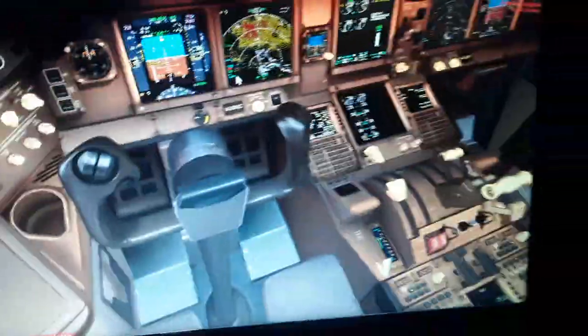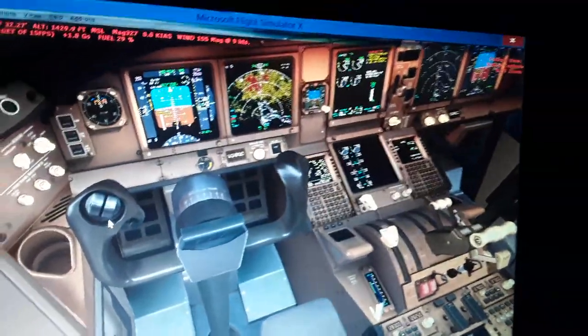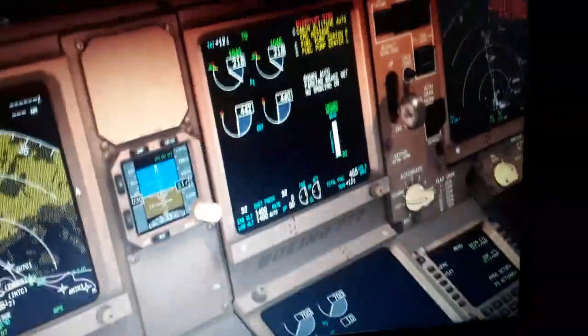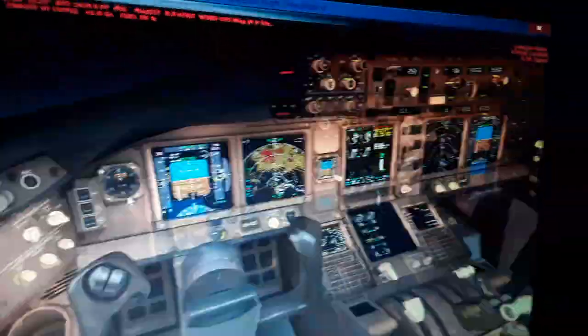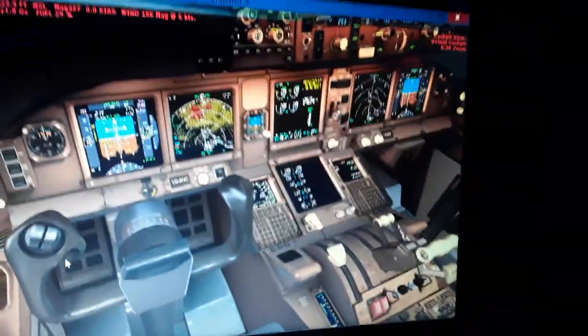So I'm going to use this switch here. Press it one time on the control wheel. You will see the warning again. The autopilot is disconnected, and we press one more time to confirm the disconnect action. So this is all the systems we needed to know right now.